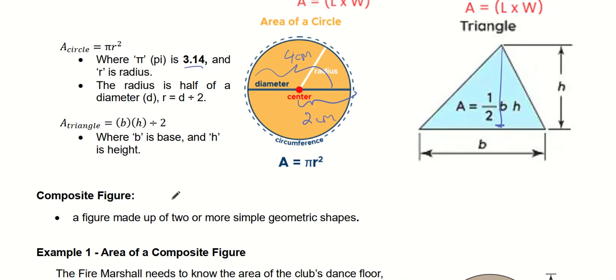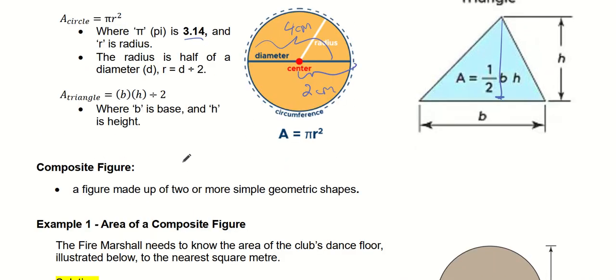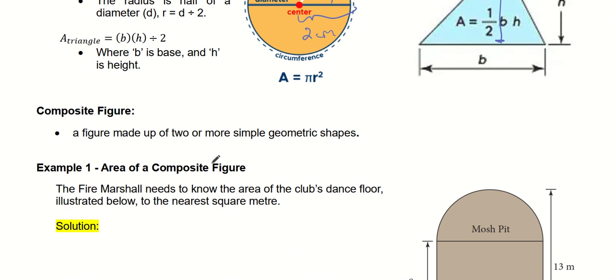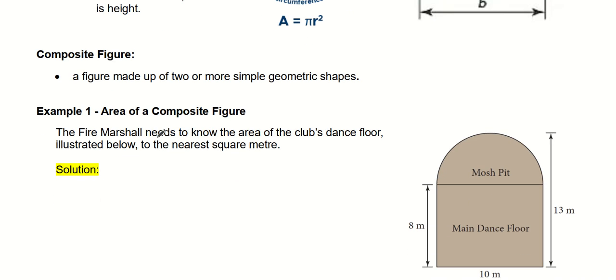And the best way to do these problems, well, let's talk about a composite figure. You're not going to get simple shapes. You're going to have a bunch of shapes put together. And in reality, most shapes that we see are put together. So that's what a composite figure is. And the best way to understand area is to do problems. So let's do the first problem.